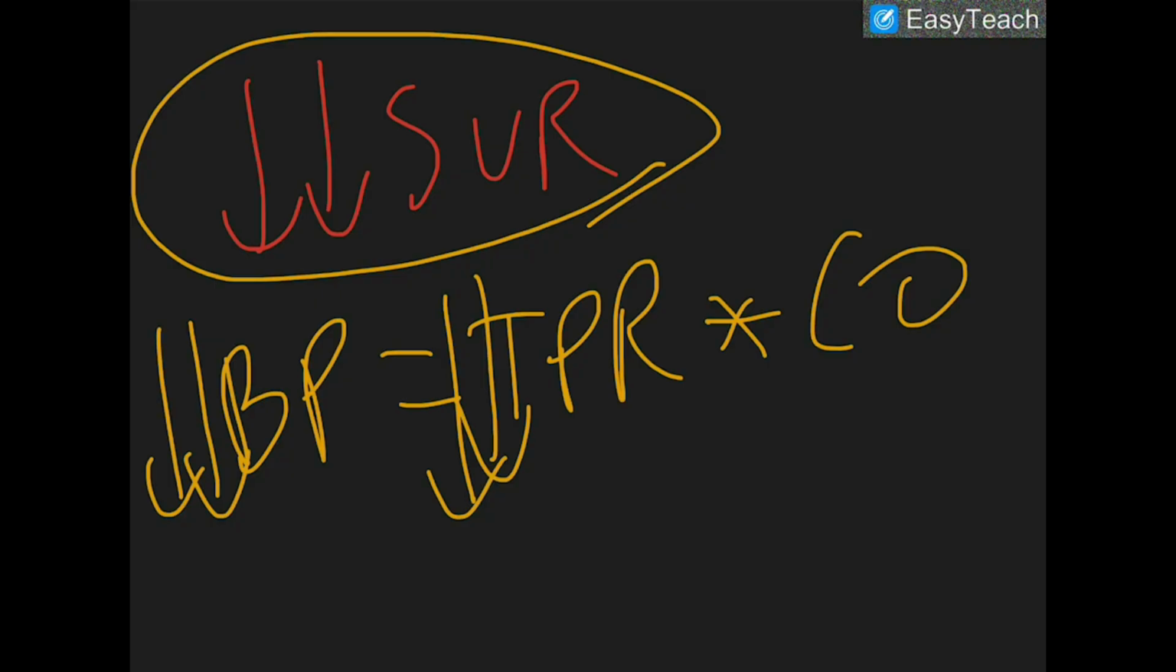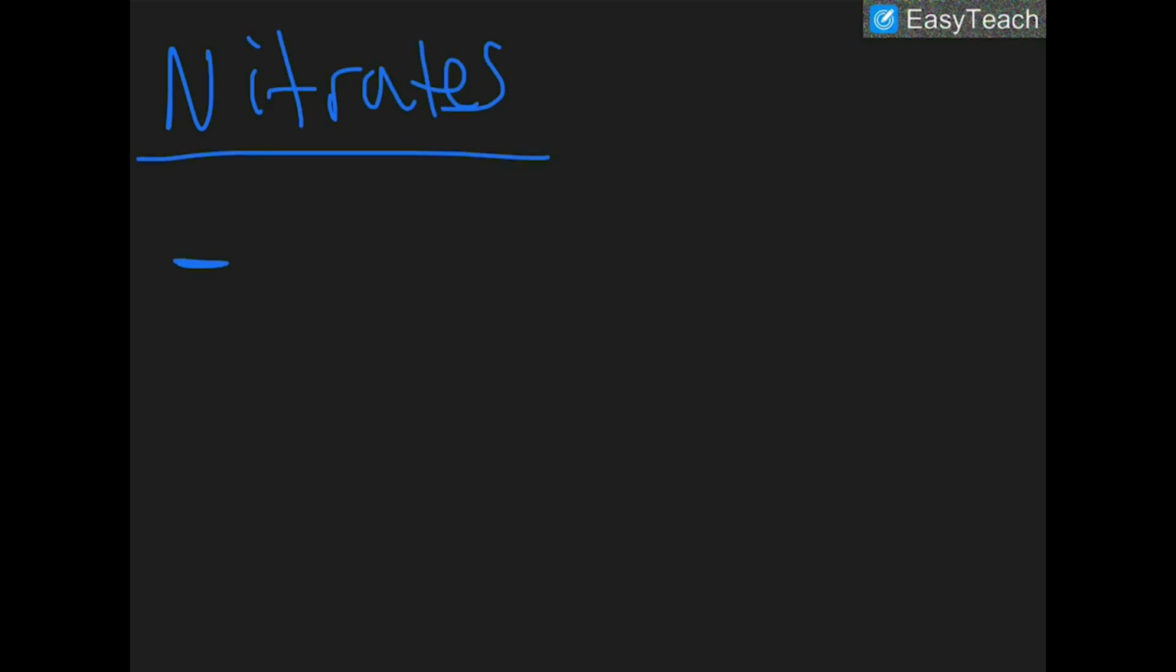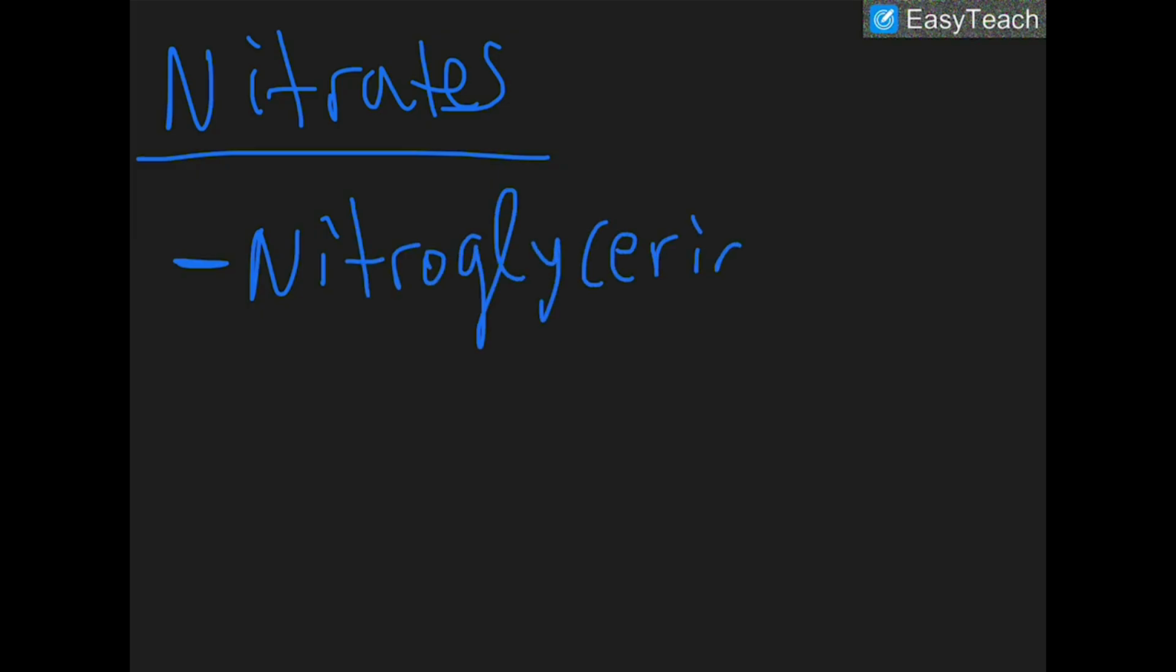That was a long video, but actually, before we end it, let's just talk about the types of nitrates that we should be familiar with. It's going to be nitroglycerin. All of these do the same thing: it eventually leads to nitric oxide production.